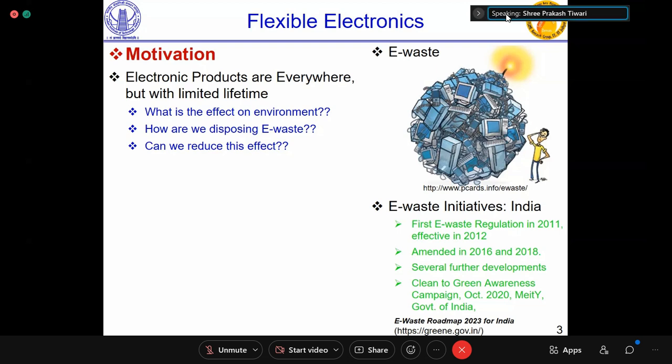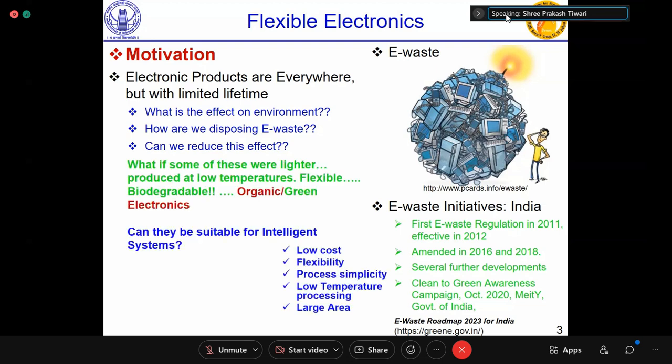But anyway, now why is this area connected? As a researcher, you think: can we do something to reduce this impact? So you say, what if some of these products which were showing on the earth were lighter? And moreover, even when you make these products, a lot of high temperatures are used. So while making, if you produce these products at much lower temperatures, then it could further help.